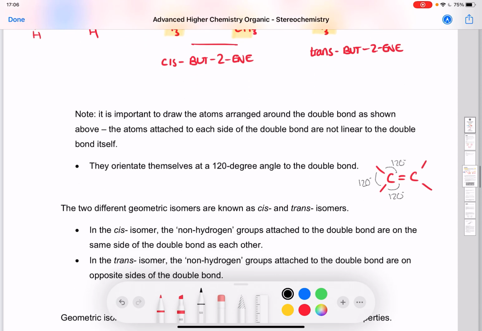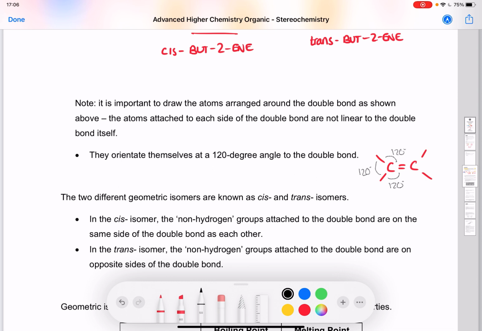Okay. Right, the two different geometric isomers are known as cis and trans isomers. In the cis isomer, the non-hydrogen groups attached to the double bond are on the same side of the double bond as each other, and in the trans isomer, the non-hydrogen groups attached to the double bond are on opposite sides. So for our cis isomer, they are on the same side, and in the trans isomer, they are on opposite sides.